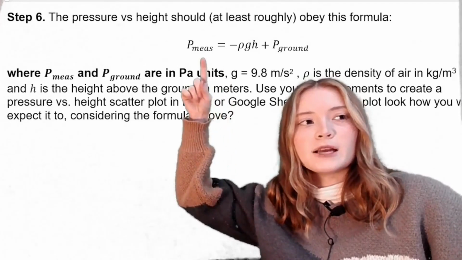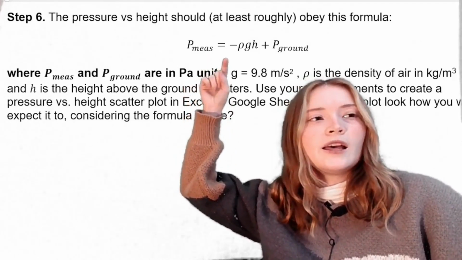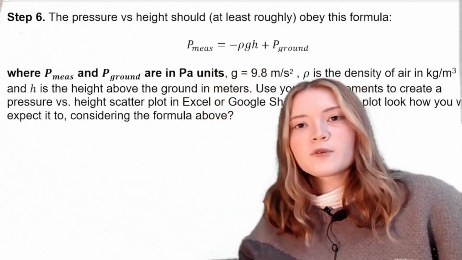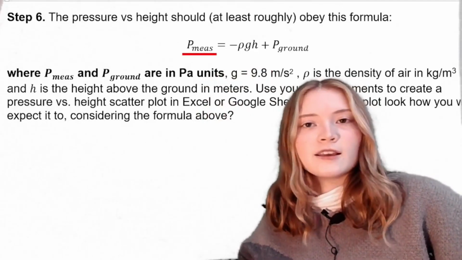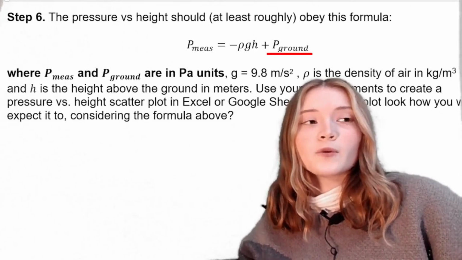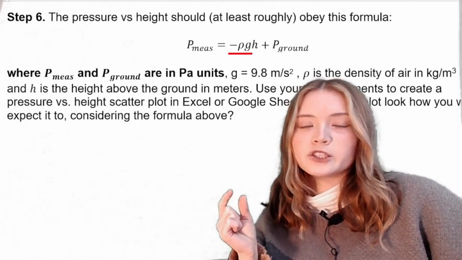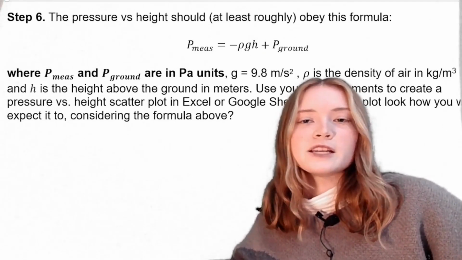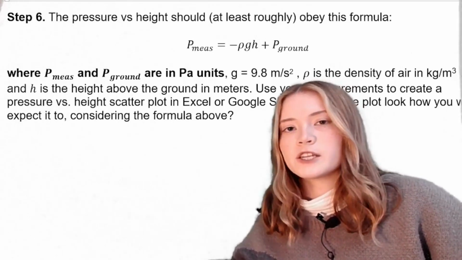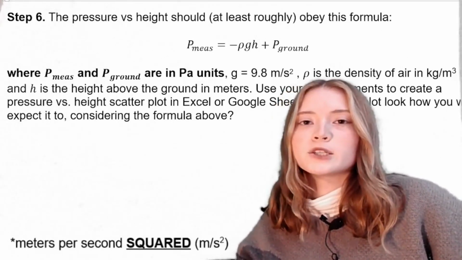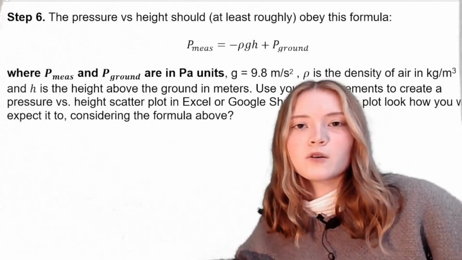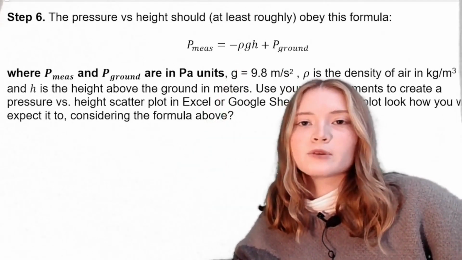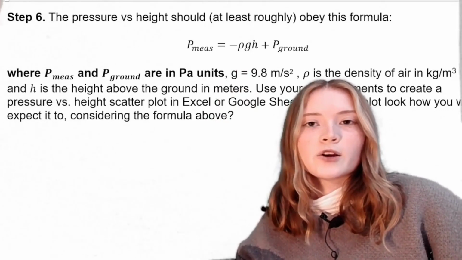It says that the measured pressure at a given height is equal to negative rho gh plus the pressure at the ground. Or another way to think about it is that the measured pressure at a given height is going to be equal to the pressure on the ground minus some factor, which is rho g, times the height that you're measuring it at. So what is that factor rho g? You might already know that g is our gravitational acceleration, which we know to be about 9.8 meters per second squared near the surface of Earth. And rho, this symbol right here that looks kind of like a lowercase p, represents our air density as measured in kilograms per meter cubed.